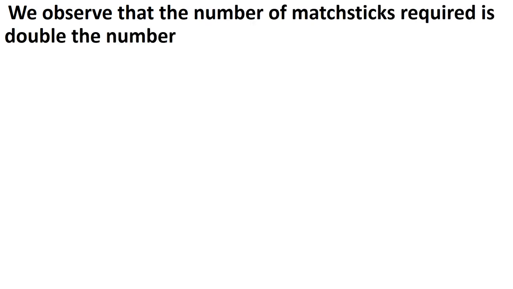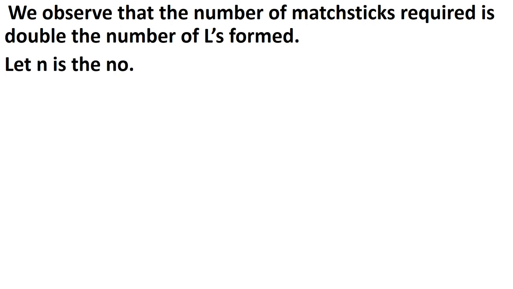We observe that the number of matchsticks required is double the number of L's formed. This is clear from the table. We have seen in the table that if we have made 1 L, we are using 2 matchsticks. If we are making 2 L, then we are using 4 matchsticks. Means number of matchsticks required is double the number of times we are making L.